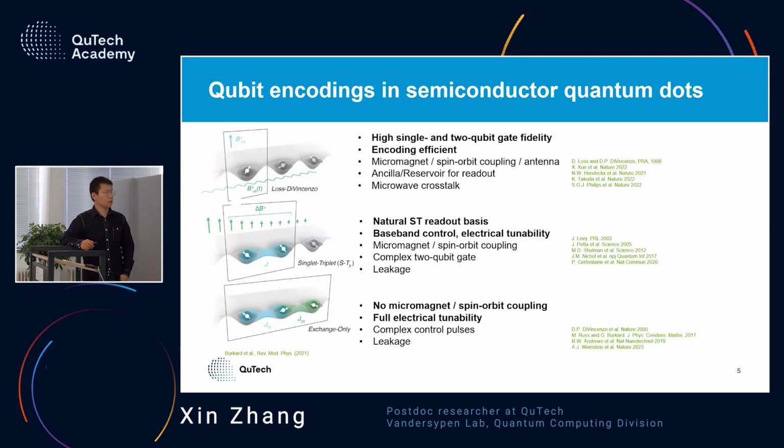And the third type of qubit is the qubit that uses 3 quantum dots. We call it the exchange-only qubit because you only use the exchange interaction in the quantum dots. You don't need any micromagnet or spin-orbit coupling in the system. In this way, you have full electrical tunability because you can just tune the exchange coupling of the left double dot pair or the right double dot pair.